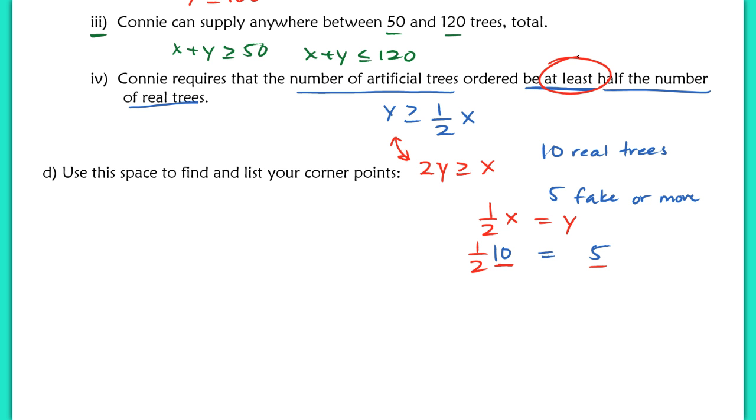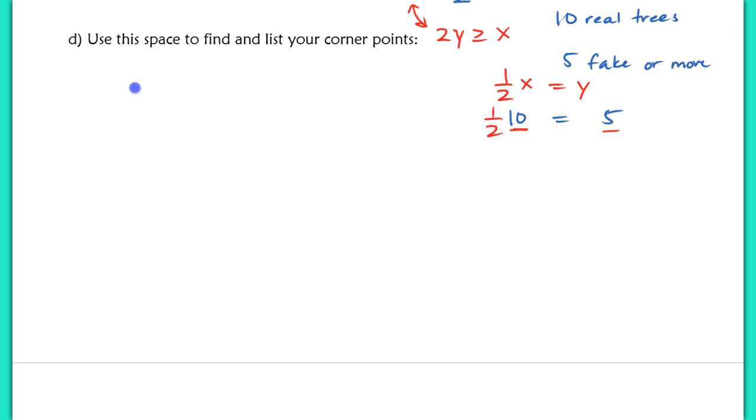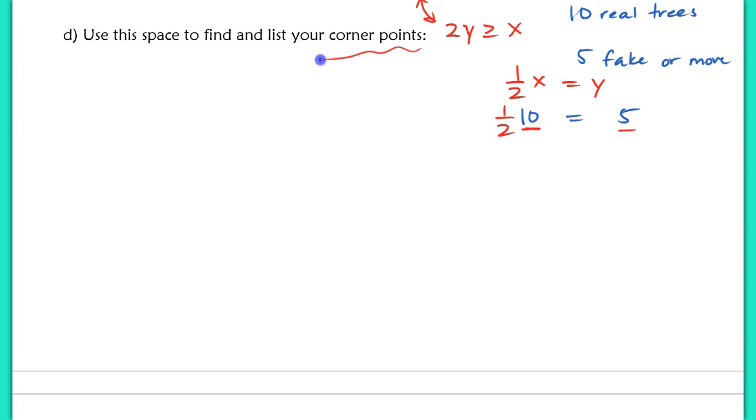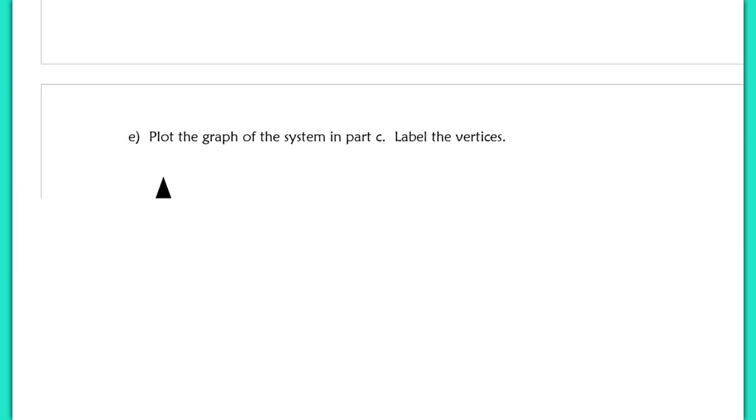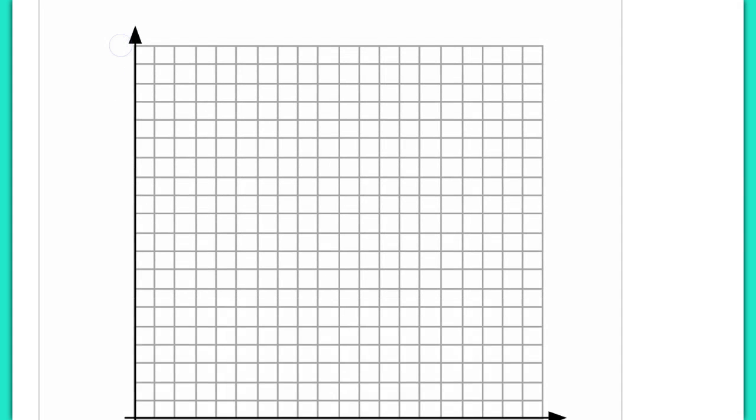So it's not too bad if you just use your brain and go through it slowly, okay, and just double check. Usually using the real numbers will make it a lot easier for you. Okay, now we're not going to use this space quite yet because we can't find our corner points before we graph, so we're going to come over here and graph now.